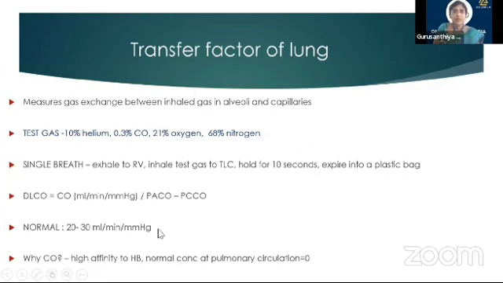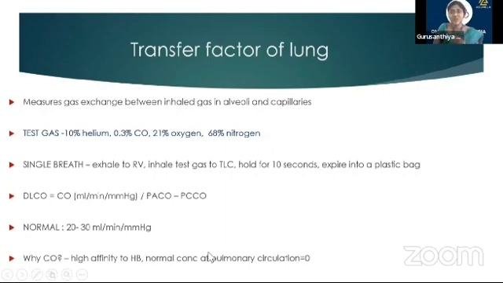Now the notorious question comes: why are we using carbon monoxide? Because carbon monoxide has about 200 times more affinity to hemoglobin than oxygen. It is easy to have affinity and easy transfer across the alveolar capillaries. And mostly we do not inhale carbon monoxide normally, right? So the normal concentration is actually 0. Then you can extrapolate.